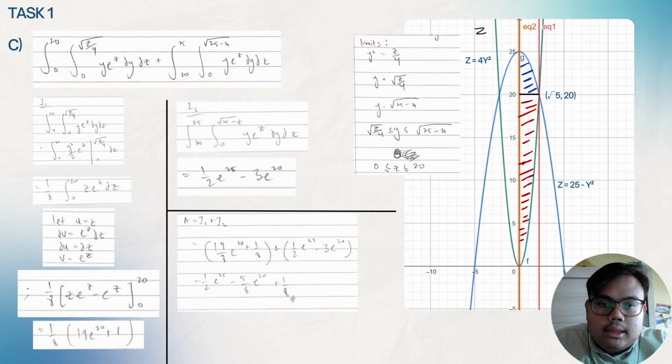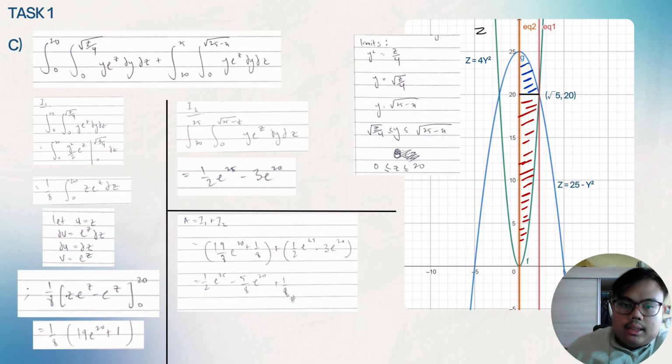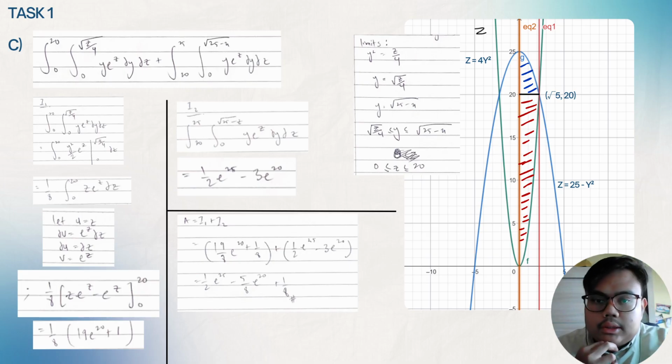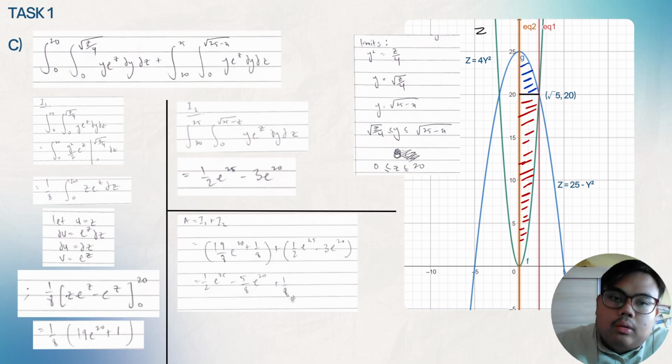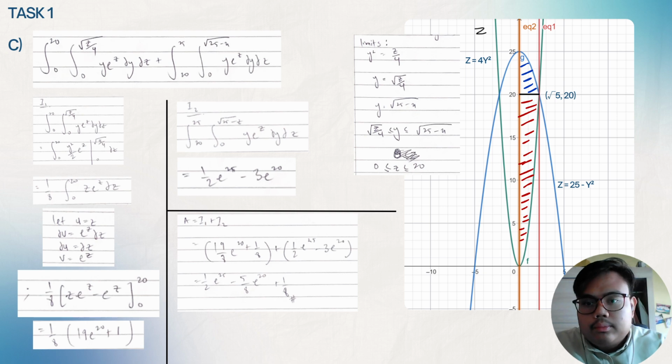Okay, for task C, we need to reverse the order of integration, from initially vertical and then moving horizontal, which is dy dz. Going vertically, we hit two types of curve, so we need to integrate separately with part 1 and part 2.